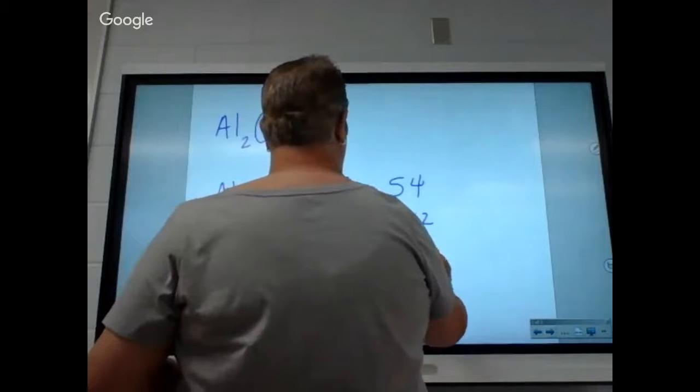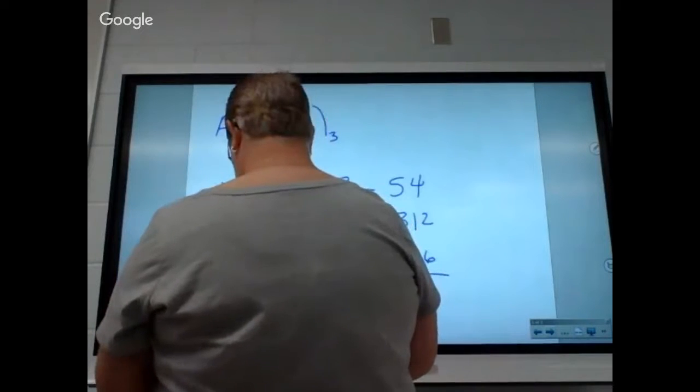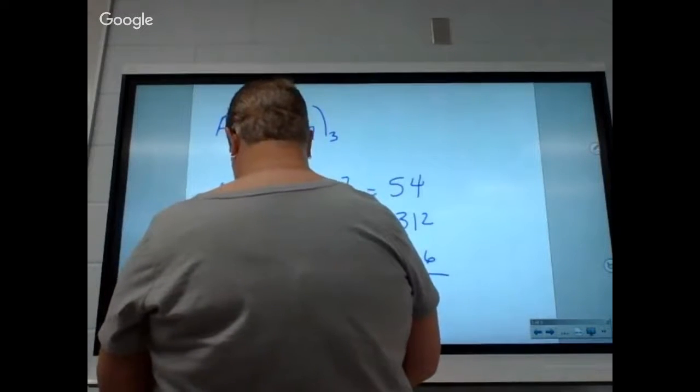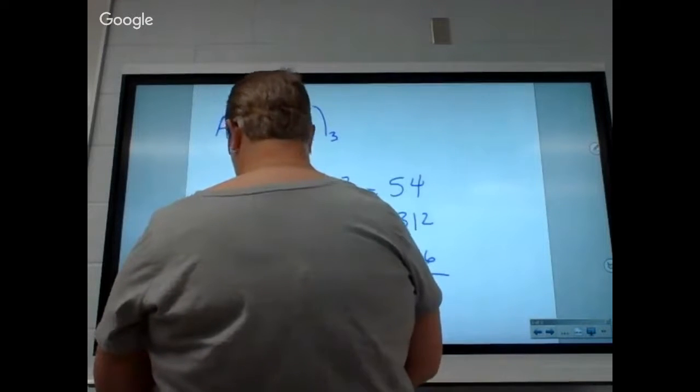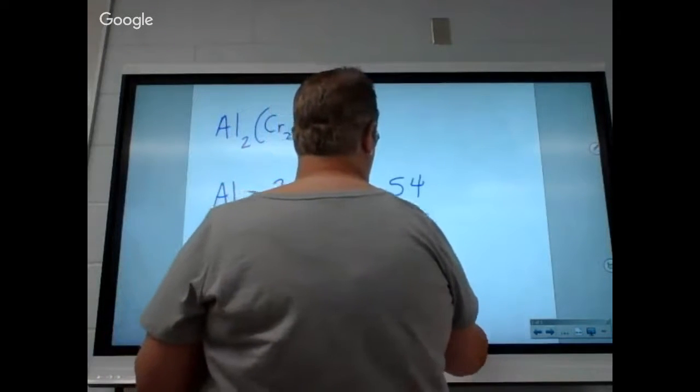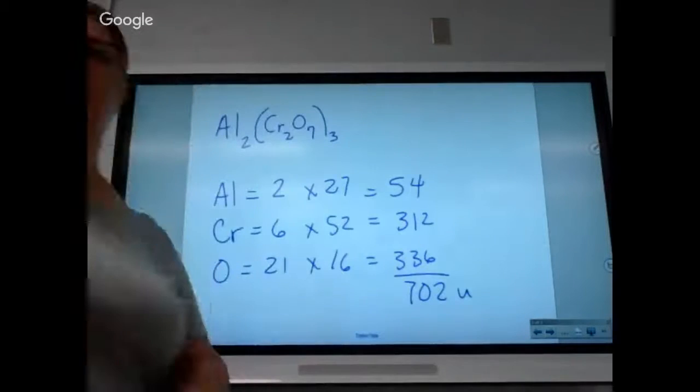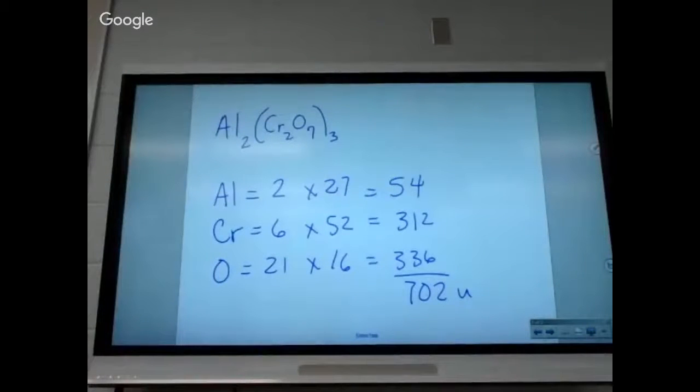336. Do you want us to round when we do this? No, I don't. When I do answer keys and everything, I use the decimal numbers. I'm just lazy when I'm doing it on the board right now because we're just trying to get an answer for the homework to make sure y'all are in the ballpark. So did y'all get somewhere in the 702 range? Okay, 701.9. That's fine.